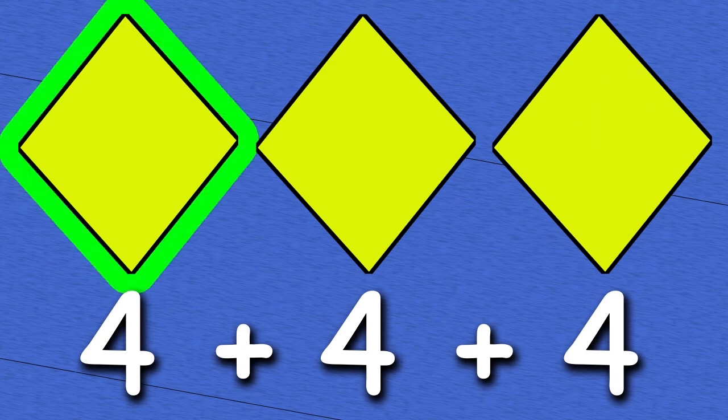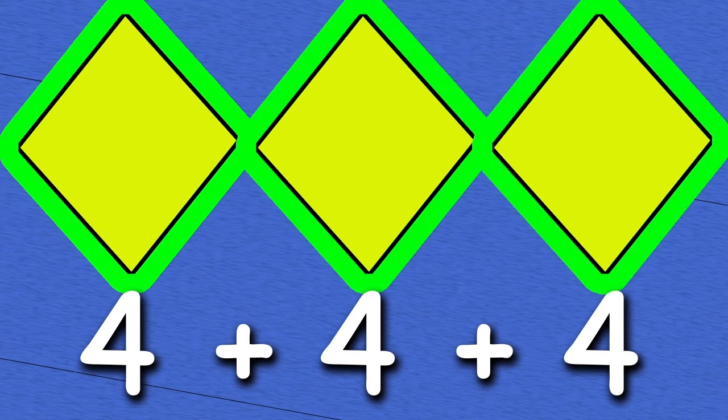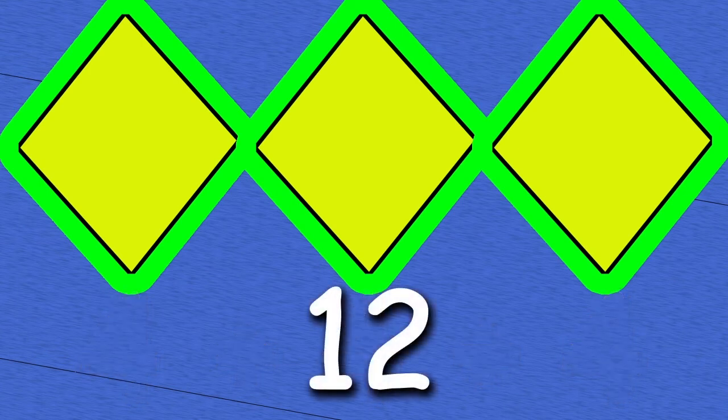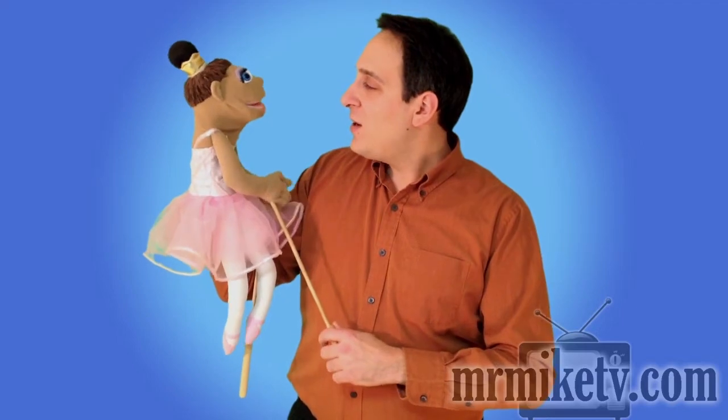4 sides on this diamond, plus 4 sides on that diamond, plus 4 sides on that diamond. Makes 12 sides altogether. Look at that. That is very clever.